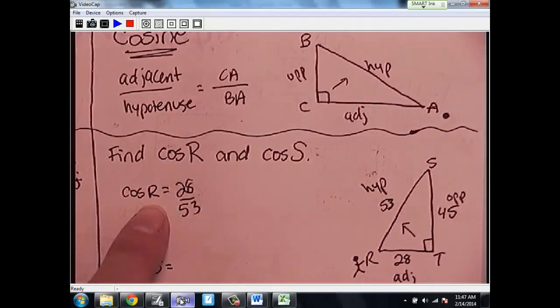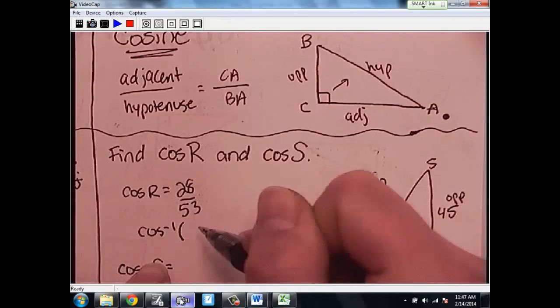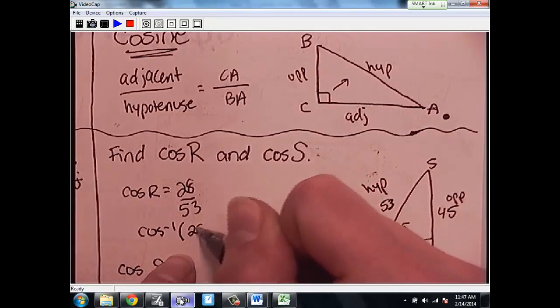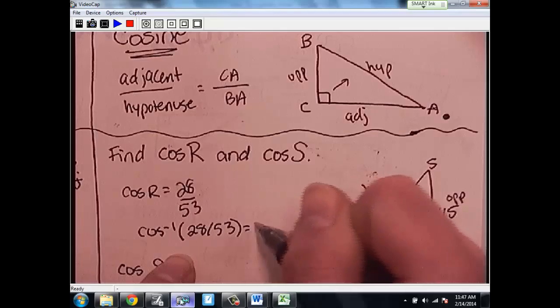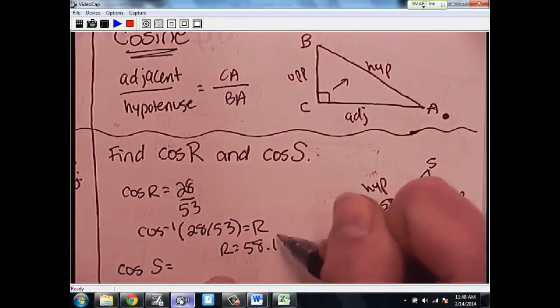R is an angle. How do we find an angle? Inverse. Angles use inverse. They're inside the triangle. 28 divided by 53, that gives us R. 58.1 degrees.